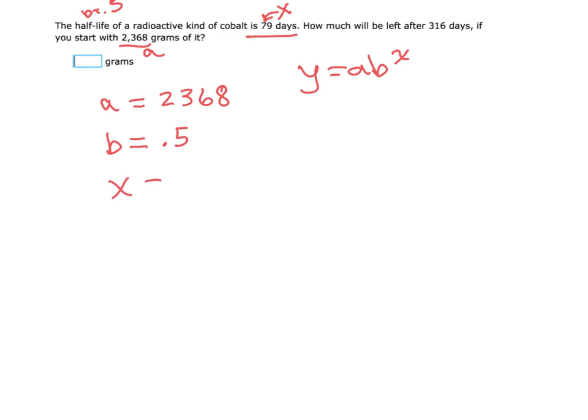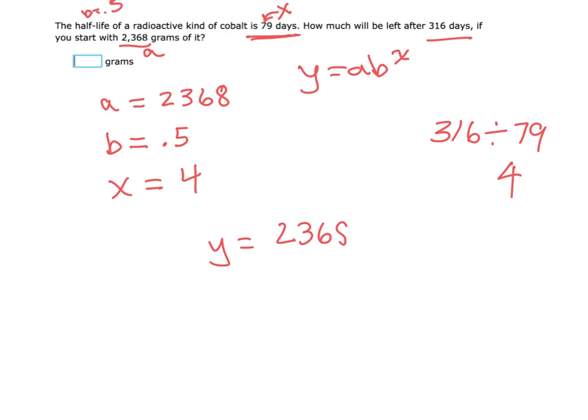And then our X is how many 79-day periods took place. Well, how do I figure that out? It's real easy. Just take 316, divide by 79. And it turns out that 316 divided by 79 is 4, so x is 4. So we start with 2,368 grams. It's decreasing by 50% each 79-day period, and we want to know after 4 of those, or 316 days, how much is left.